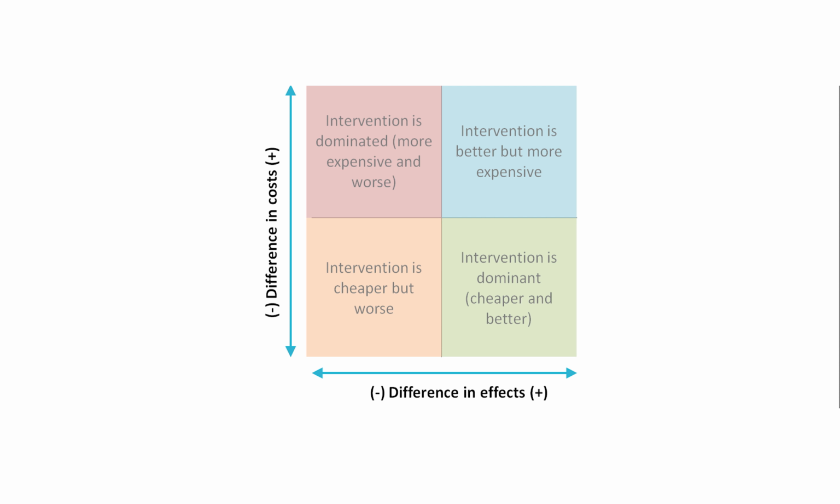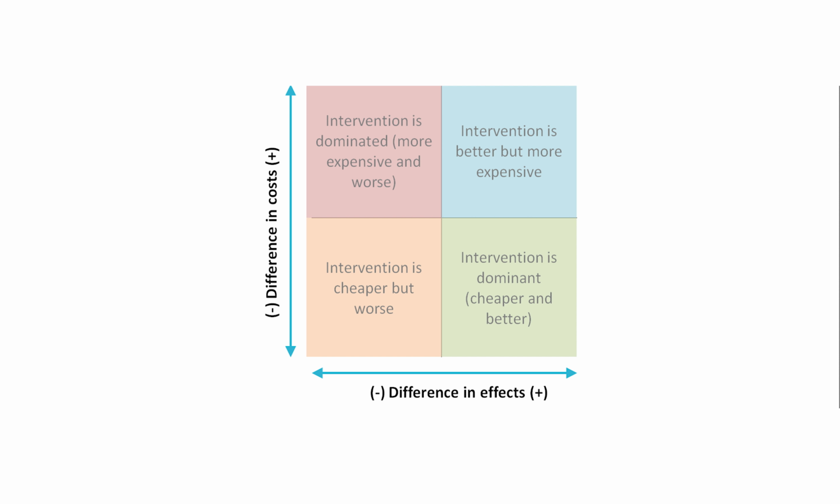If the blue dot is at the upper left quadrant, this means that the proposed intervention is both more expensive as well as worse or less effective than the current care. In this case, the intervention would not be considered accepted in any case. This would also mean that the intervention is dominated.